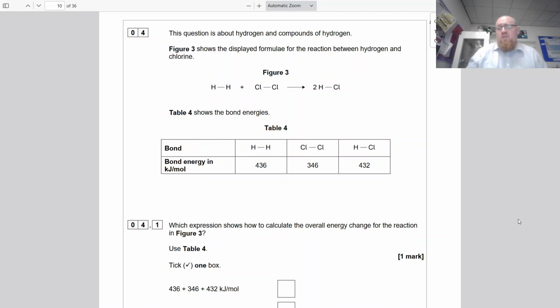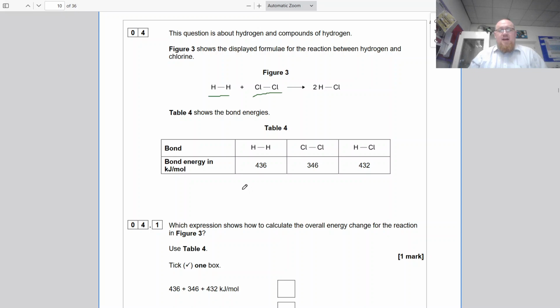Question 4 of the 2023 GCSE Chemistry Paper 1 from AQA. In this one, it's asking one of those questions about the bond energy. So which expression shows how to calculate the overall bond energy change for the reaction? Lots of people find these difficult, but what we've got to remember is we have to put energy in, so we put positive energy in to break bonds. So we need to break one hydrogen bond and one chlorine bond.